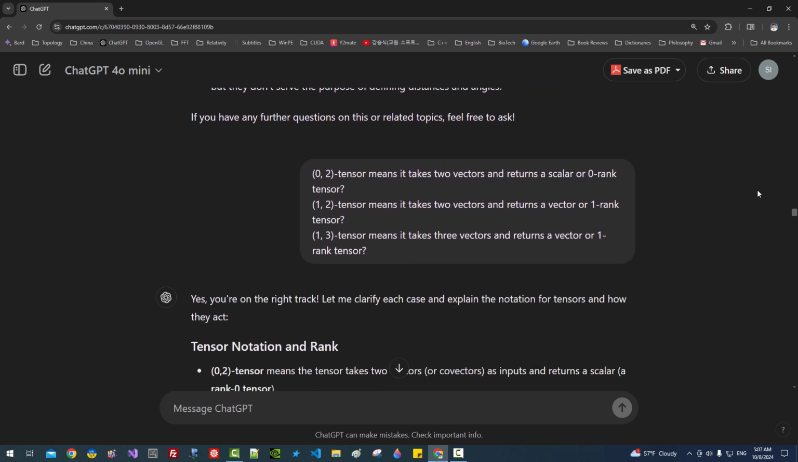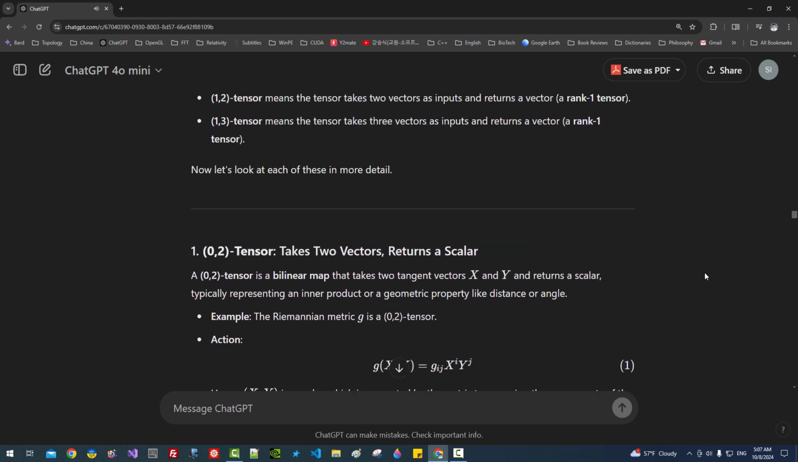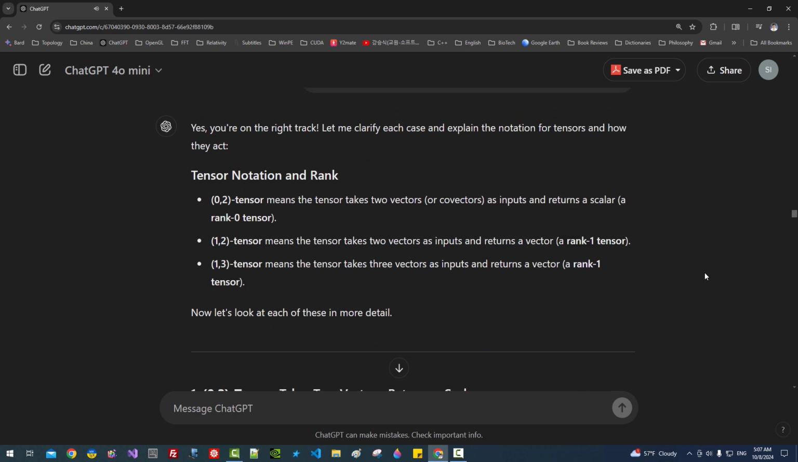A 0-2 tensor means it takes two vectors and returns a scalar, or zero-rank tensor. A 1-2 tensor means it takes two vectors and returns a vector, or one-rank tensor. A 1-3 tensor means it takes three vectors and returns a vector, or one-rank tensor. Yes, you're on the right track. Let me clarify each case and explain the notation for tensors and how they act.